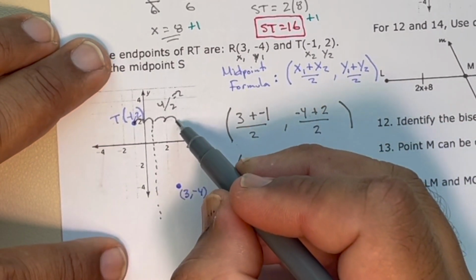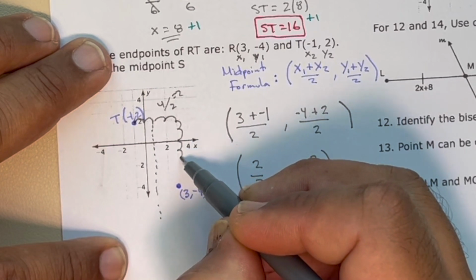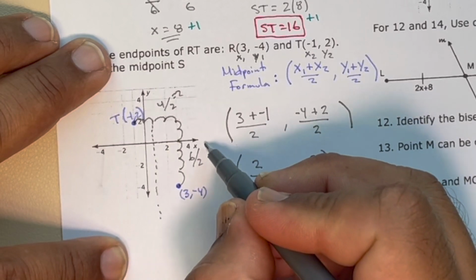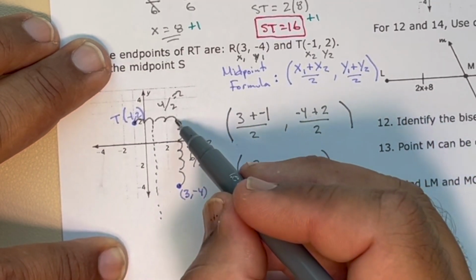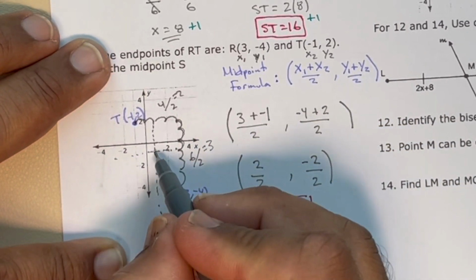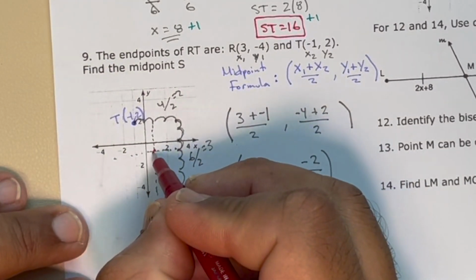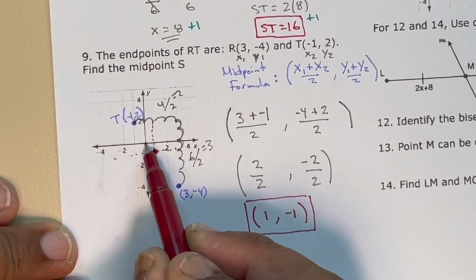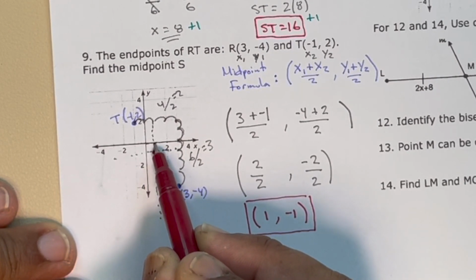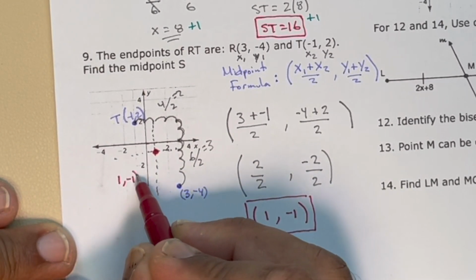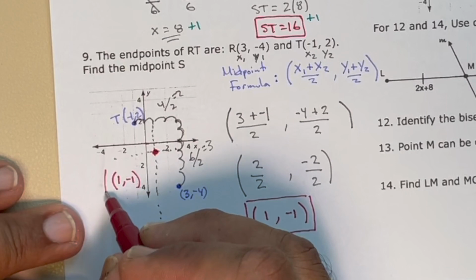And then the y value, counting down, 1, 2, 3, 4, 5, 6 is the full length. If I cut that in half to find the middle, I needed to count down 3. So 1, 2, 3. So where they cross is going to be my midpoint right there. And what are the coordinates for that midpoint? Well, from the origin, 1 in the positive direction gives me 1 for the x value, and then I go down 1. So that is 1, -1. So it's the exact same thing, either way.